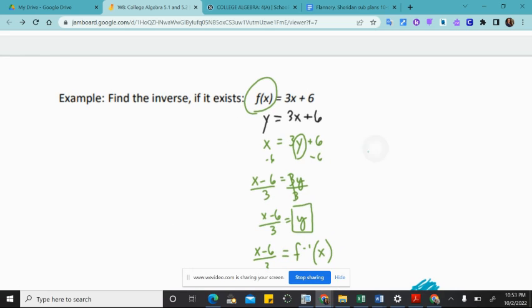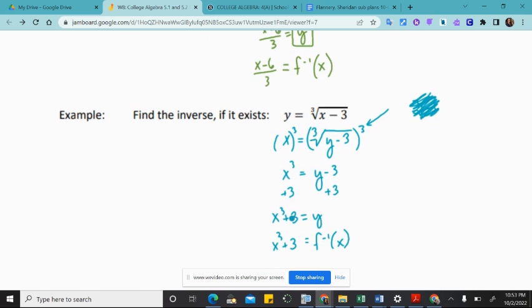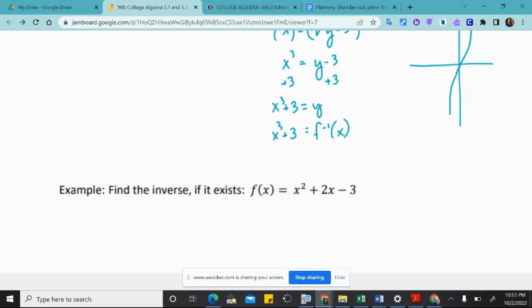If this is a line, are lines one-to-one? Yes. So it does have an inverse, so then we can find it. This is a cubic function, right? So something like this. And yes, that is one-to-one. It passes a horizontal and vertical. So yes, we can find the inverse.